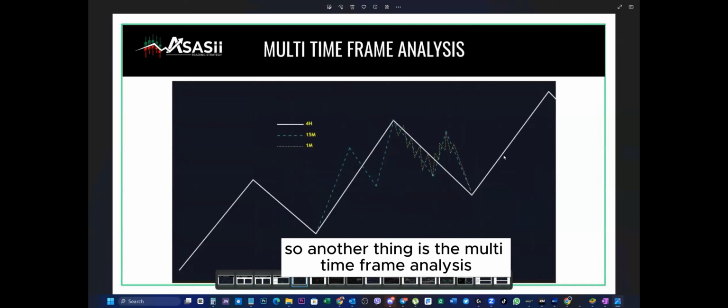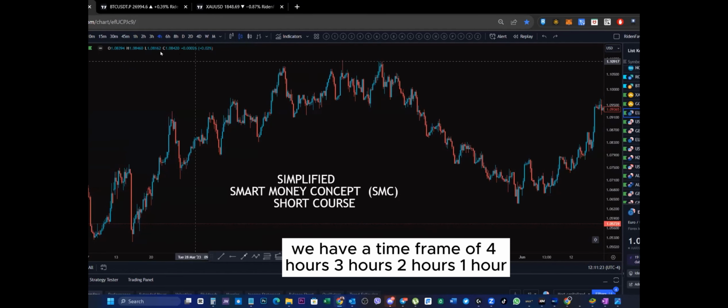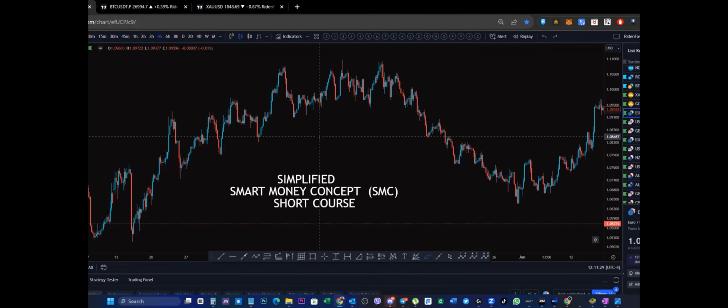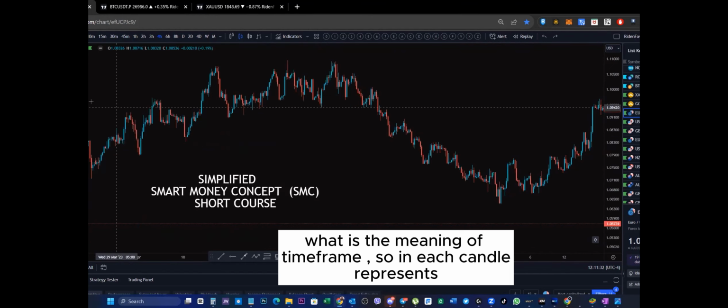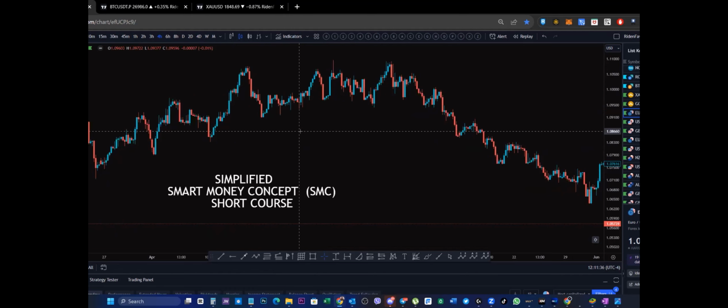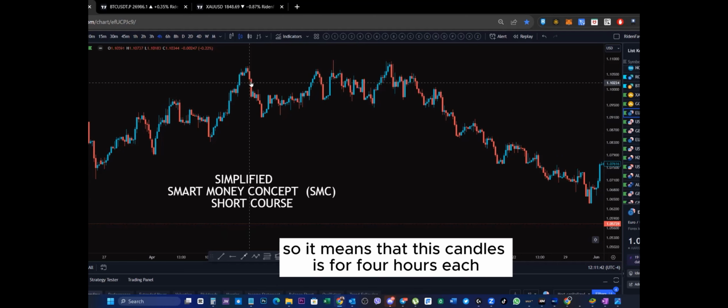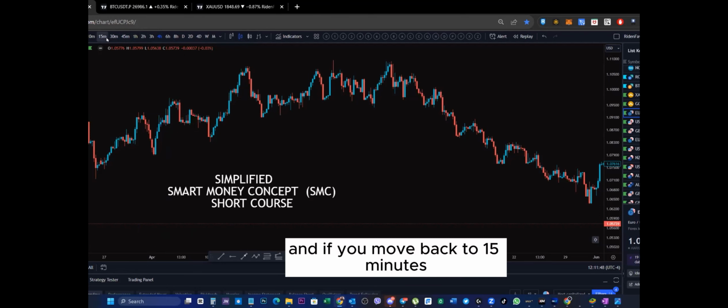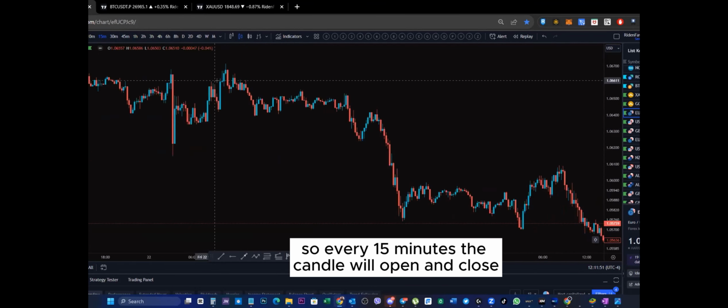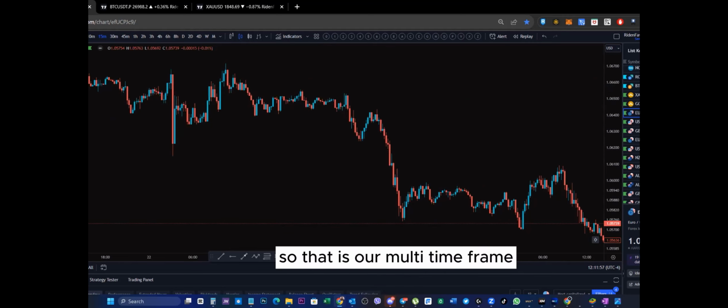So, another thing is the multi-time frame analysis. As you can see, we'll go back to our TradingView. We have a time frame of 4 hours, 3 hours, 2 hours, 1 hour. Ano ba ibig sabihin ng time frame? Each candle represents the open and close. For example, in 4 hours, it means that each candle is for 4 hours. And if you move back to 15 minutes, every 15 minutes, the candle will open and close. So that's our multi-time frame.